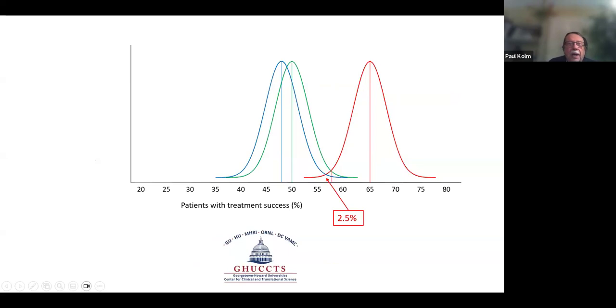So what would this histogram look like if there had been a difference? Well, this is what it would look like, that you'd have one treatment here, and so there'd only be a 2.5% overlap in the distributions with one with the other if it was better or worse, depending on which way the analysis went.